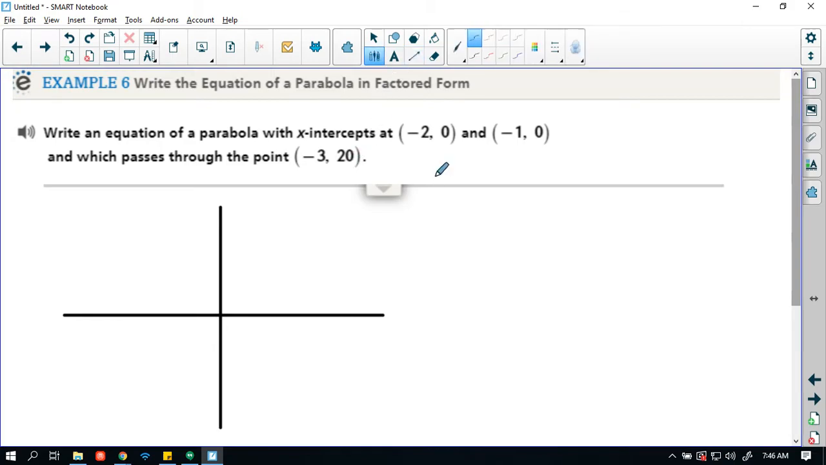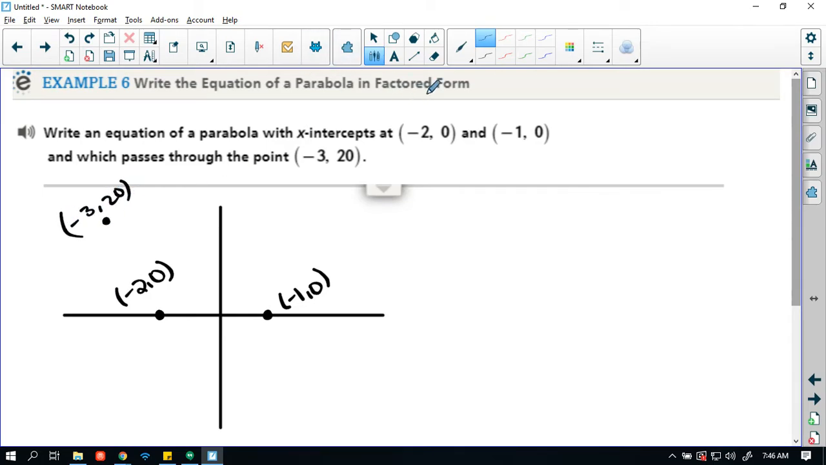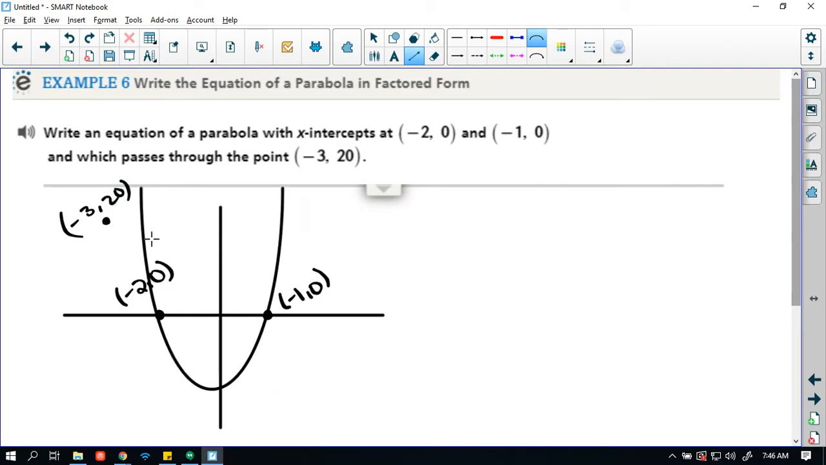All right, so they gave us -2 and 0. So -2, 0 would be roughly right there. -1 and 0 would be roughly right here. And then they gave me -3 and 20. And remember from the last example, from example 5, I might need to move that 3 over just to make this work a little bit better.